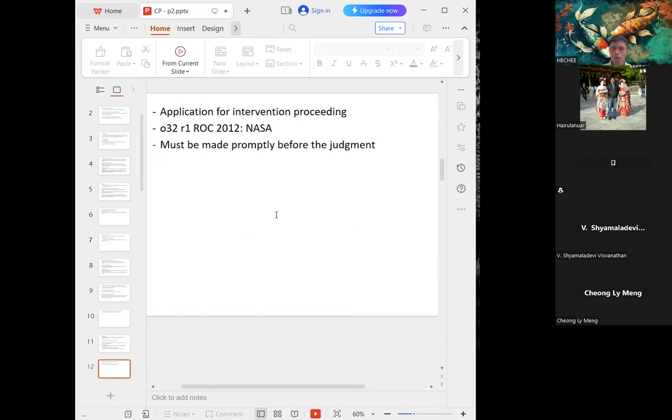So how to apply for an intervention proceeding? According to Order 32 Rule 1, it is by way of NASA, and it must be made promptly before the judgment.